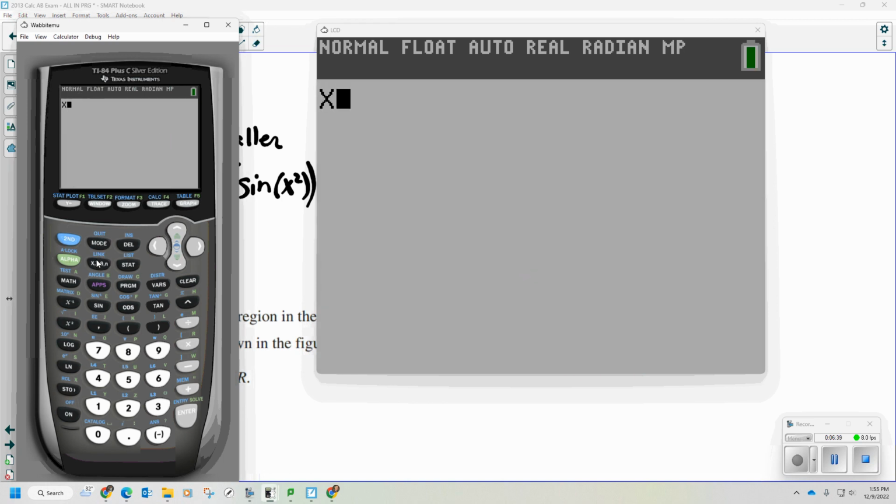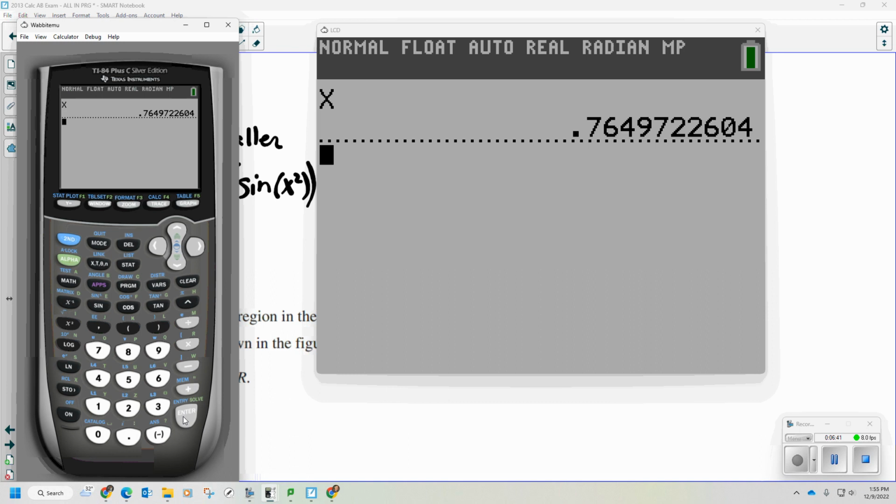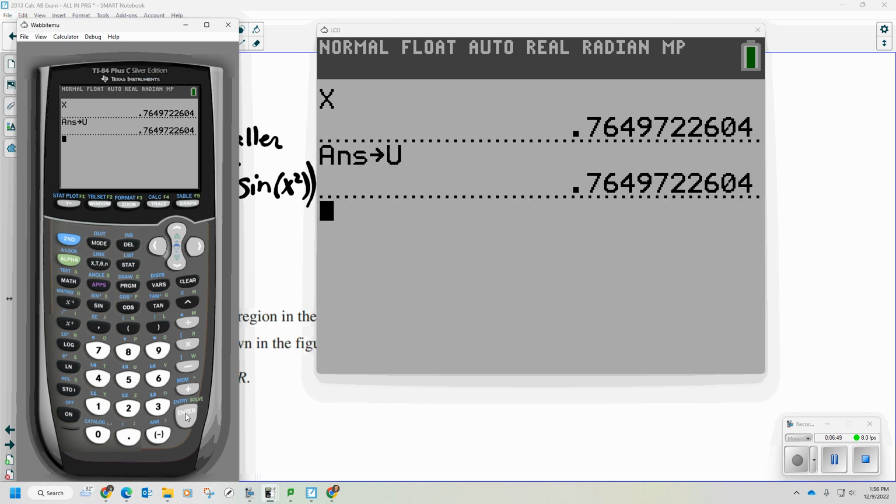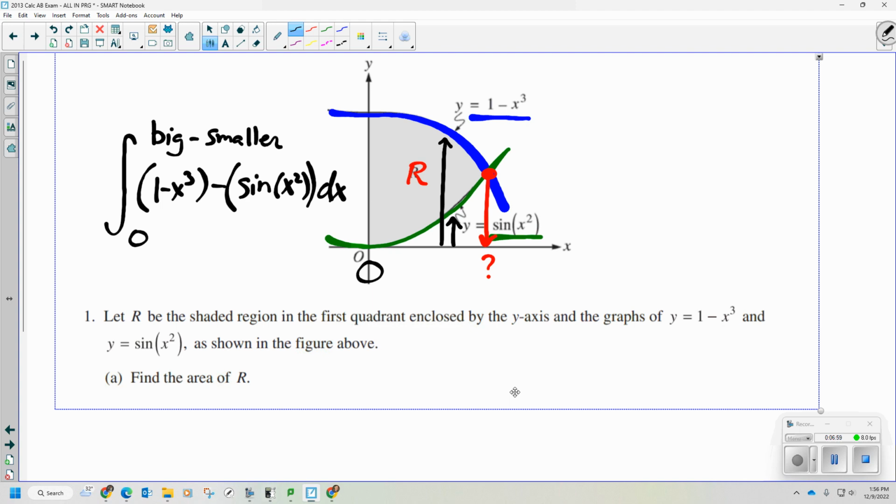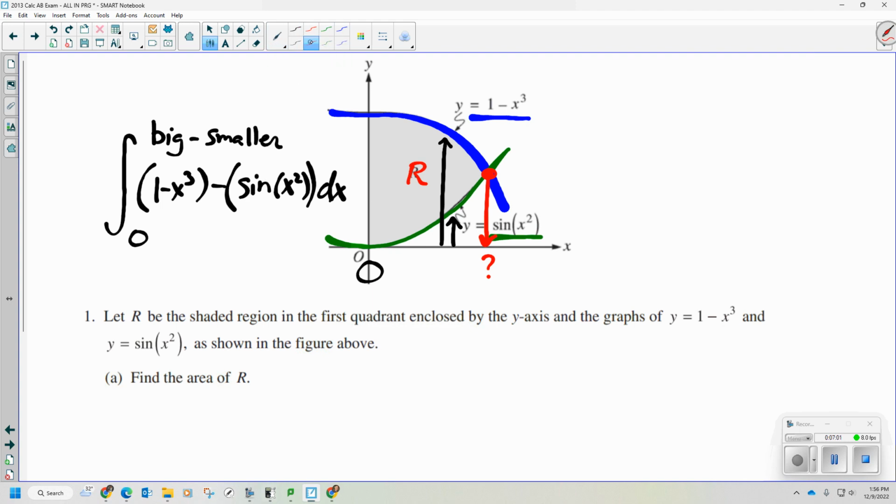So let's take that X value right now. If I hit X, there it is. Let's put it in U for my upper bound, so let's store that into alpha 5. That's U. So anytime I do U, that's my upper bound. Now we'll call that 0.765. Let's round that to 3 places for the sake of our problem. So my upper bound is 0.765.